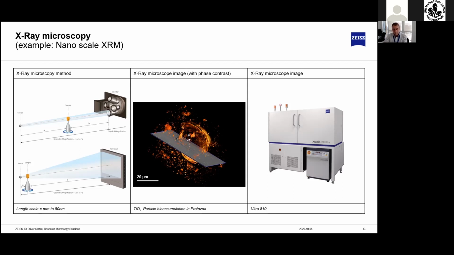And in this case, slightly easier because titanium dioxide is much denser than plastic. So the microparticles are easier to identify. But if we can tune this system and optimize it with phase contrast, we stand a chance of being able to identify nanoplastics within a biological system. In this case, it's TiO2 in a protozoa, again imaged on a Versa 810.